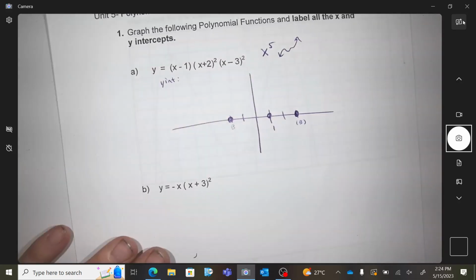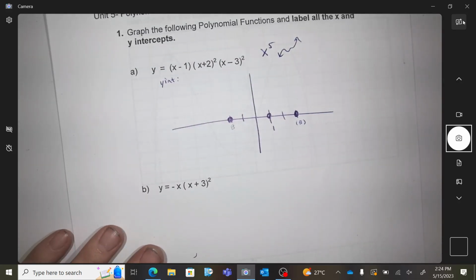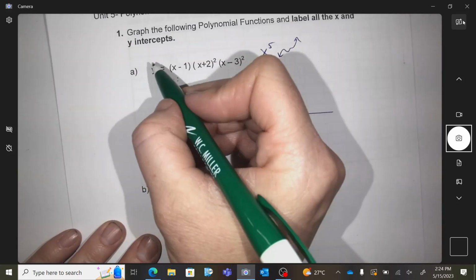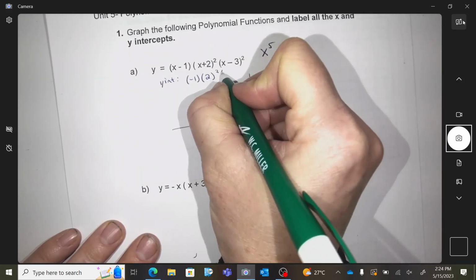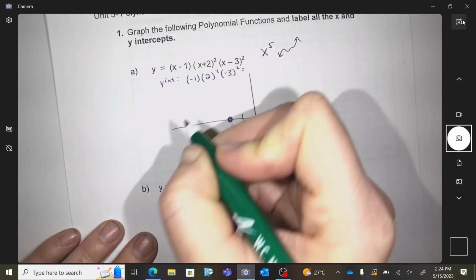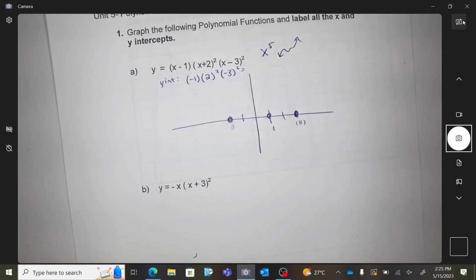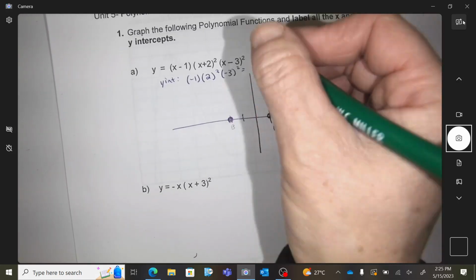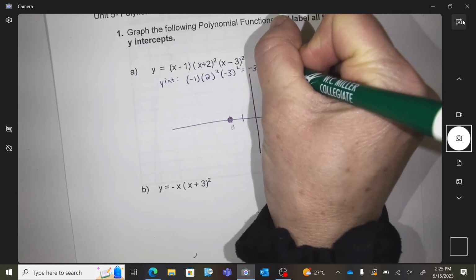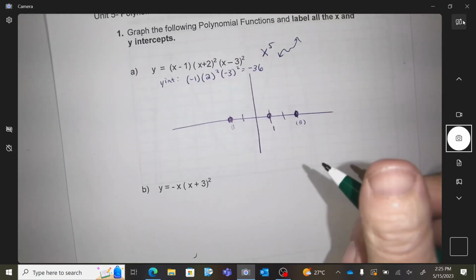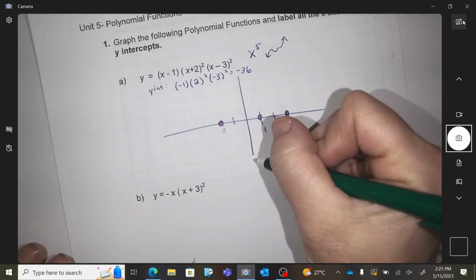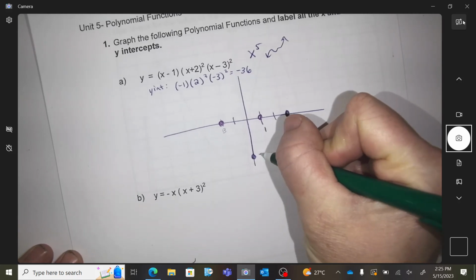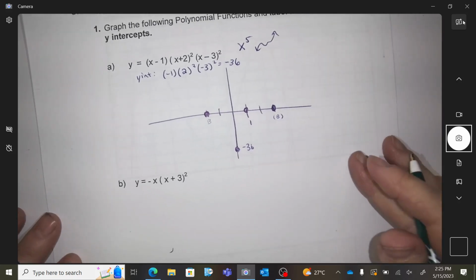Okay, and then what is our y-intercept? That's the other thing I would need. So pretend x is 0. -1 times 2 squared times -3 squared makes a -32. What'd you get? -36? Oh, 6. Well, 4 times 9 is 36. Negative? Okay, I'm going to label it -36.